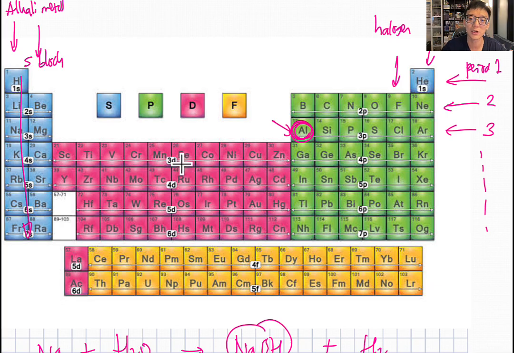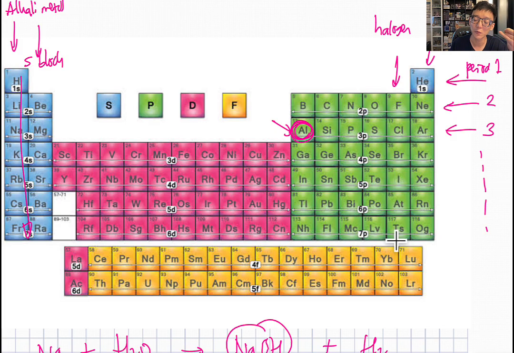Now across the same period, for example group 4 here, if you go to the right, then you're technically adding more protons, adding more atomic number, within the same number of shells. So if you go right, your nuclear charge will be larger, and the attraction force will be much larger as well. So the atomic radius will be lower.